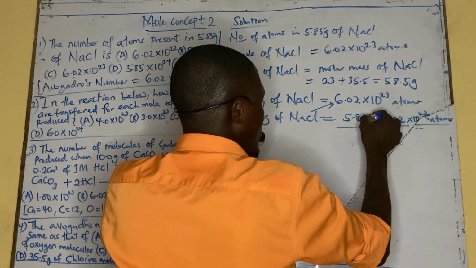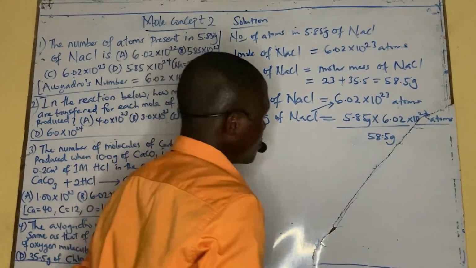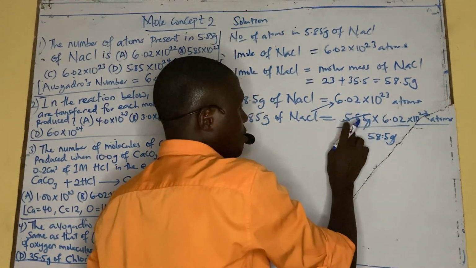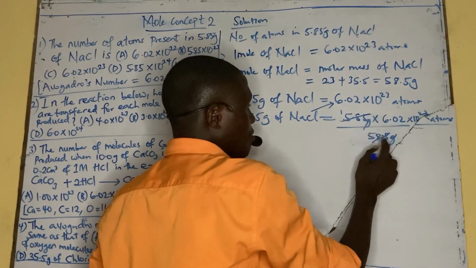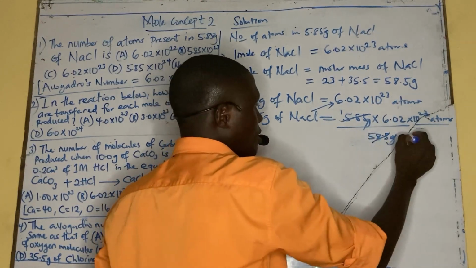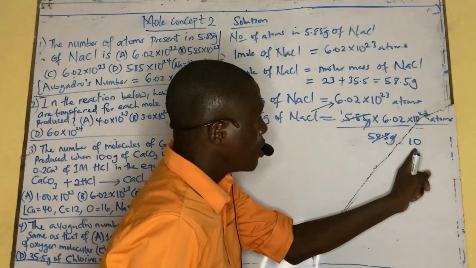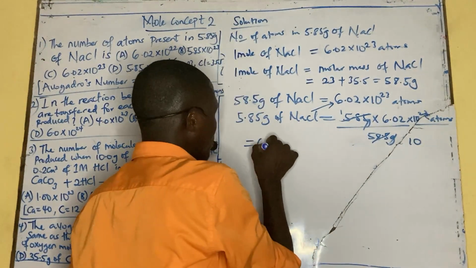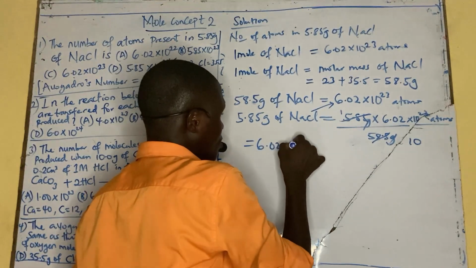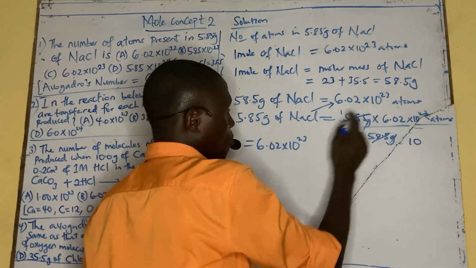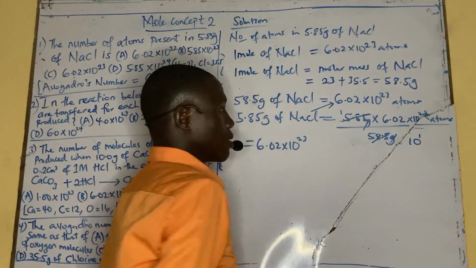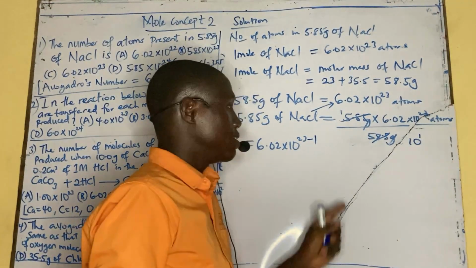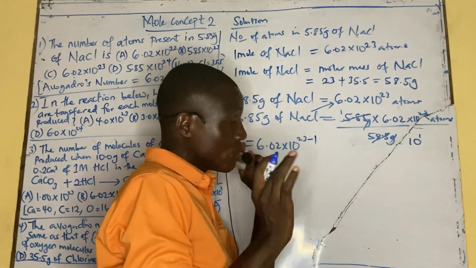Now you can see this gram will cancel gram, and 5.85 in 58.5 will give you 10. I don't have a calculator. You can use your calculator, but let me just do it in form of law of indices. This 10 comes up, and it is power of 1; if it comes up, it becomes minus 1. It's the law of indices, but if you don't know how to use it, just use your calculator.